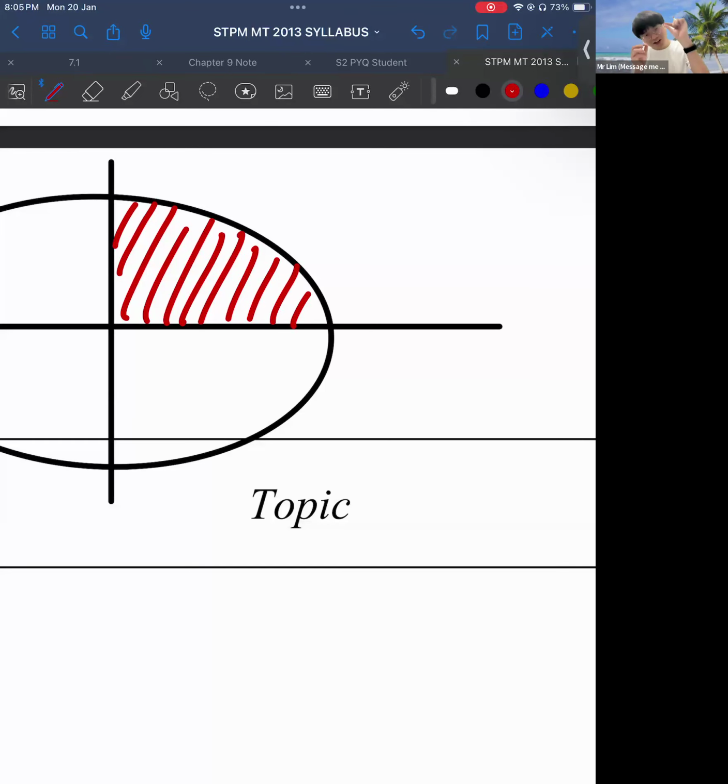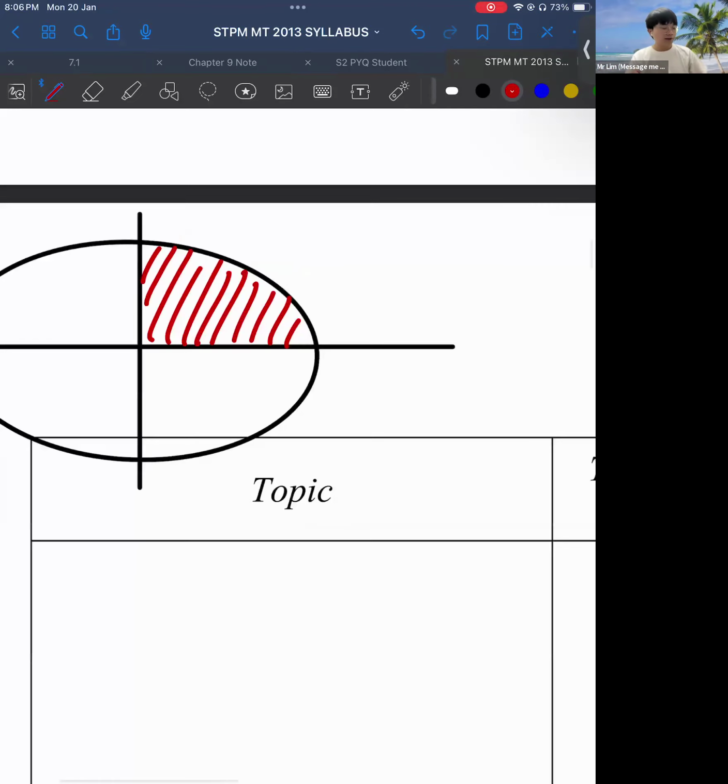So you see, there's actually a bit of a connection between SEM 1 and SEM 2. In SEM 1, you learn how to sketch. In SEM 2, you learn how to find the area. Don't worry, it will be very interesting. If you really follow my class one by one, I will explain all of this.